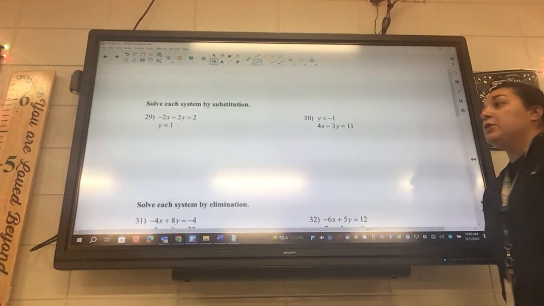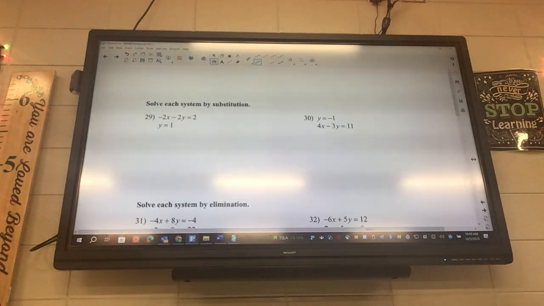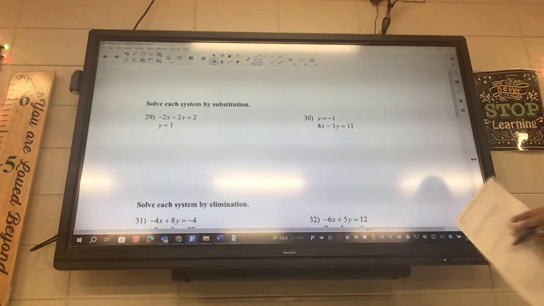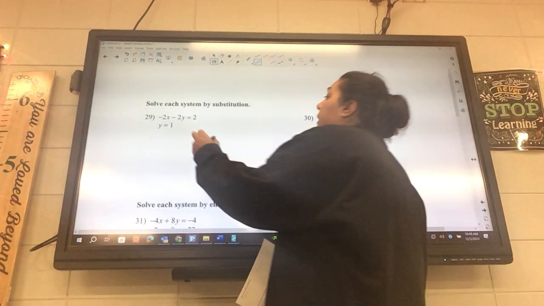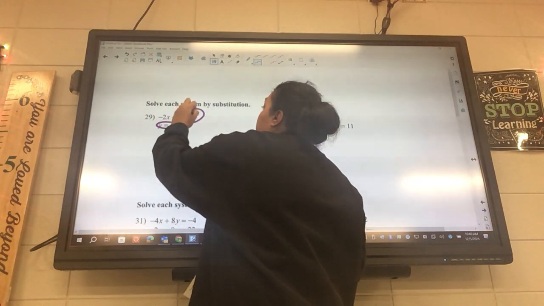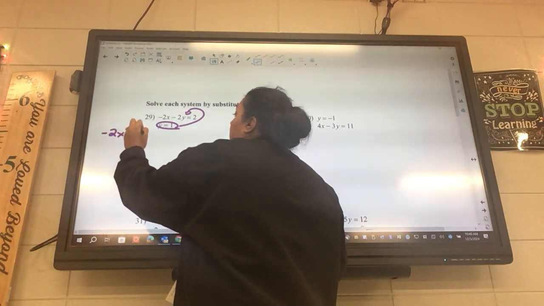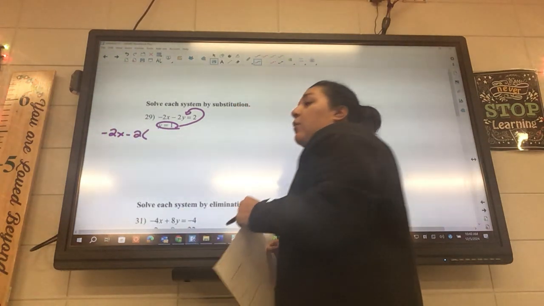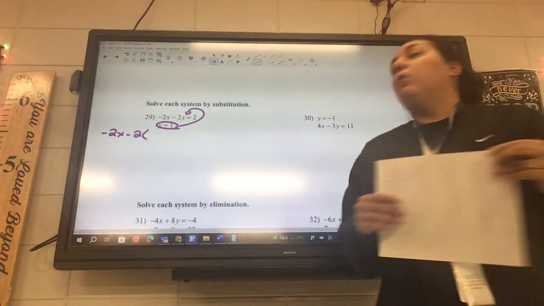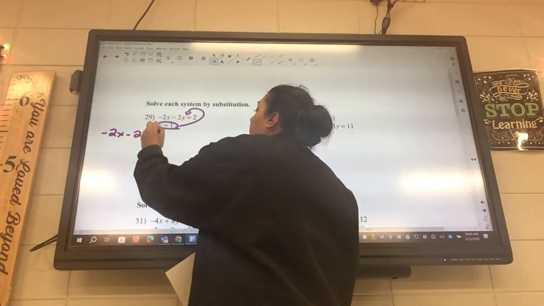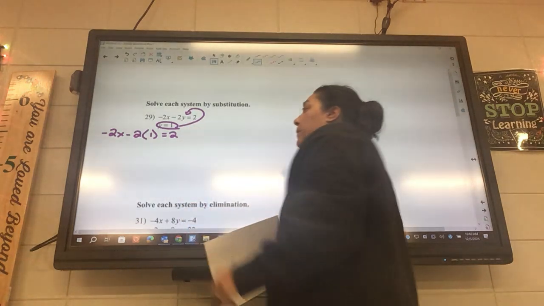Okay, solve by substitution. Which one says y equals? The first one. So we're going to take that and put it into the other one. So it's going to look like -2x minus 2. Now instead of y, what am I putting? A 1. Okay, so a 1 equals 2.